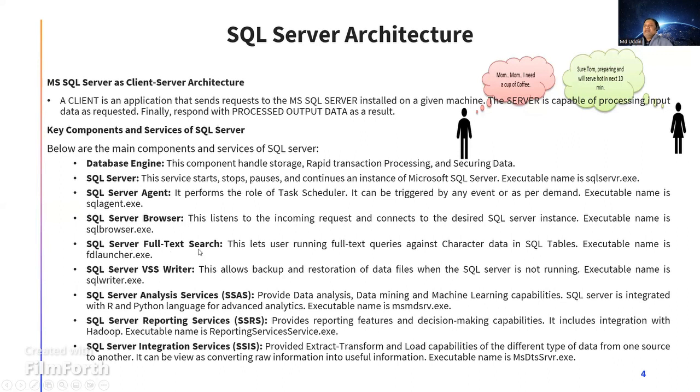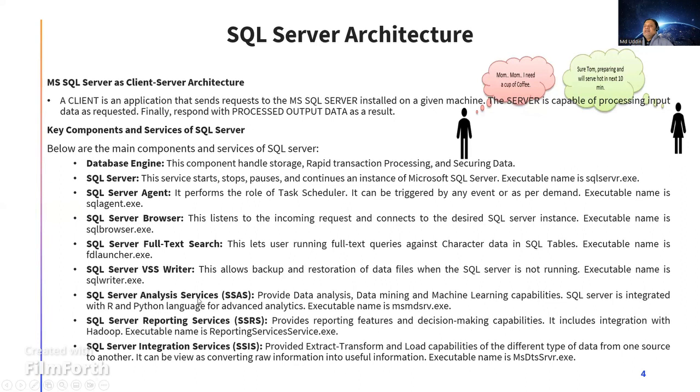SQL Server Full Text Search lets users run full-text queries against character data in SQL tables, and the executable name is fdlauncher.exe. This is used if you are writing queries and fetching data from the database, to get those queries run. SQL Server VSS Writer allows backup and restoration of data files when the SQL Server is not running. So through the SQL Server VSS Writer, you can take the backup and restore the data in a different database server.